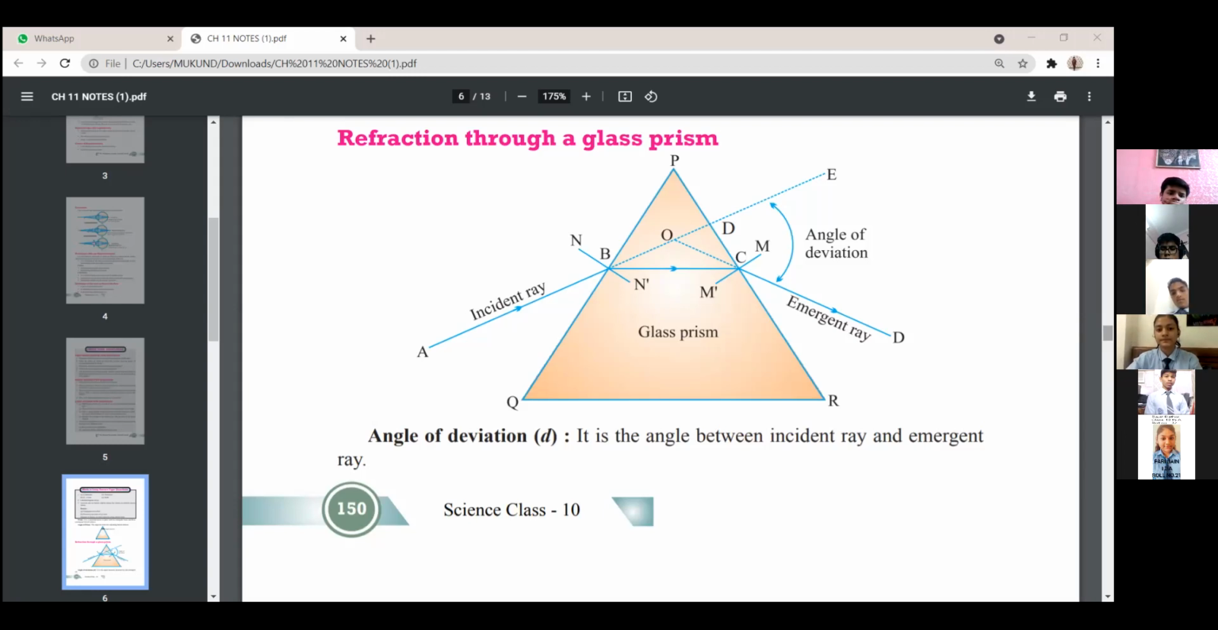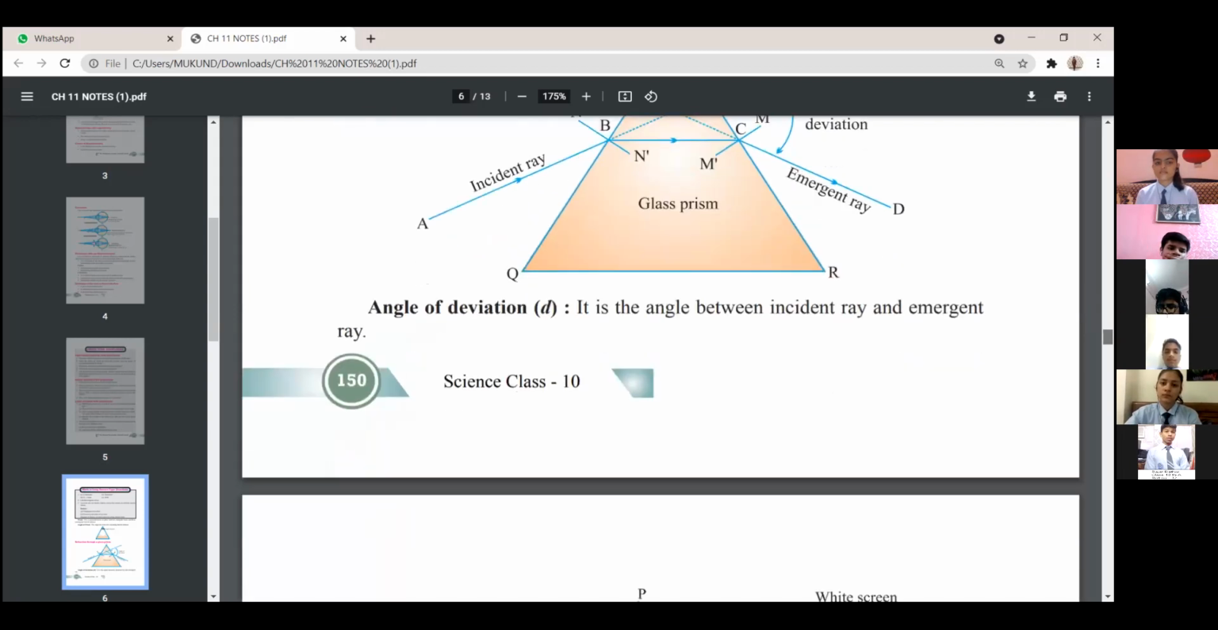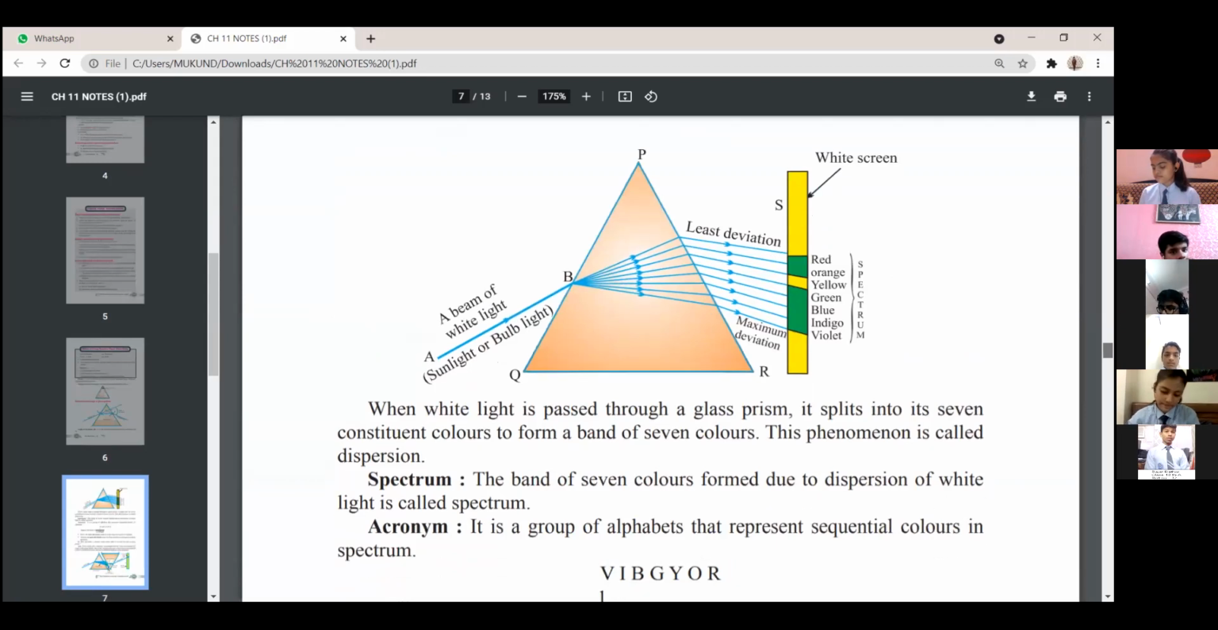So what is the angle of deviation? The angle of deviation is the angle between the incident ray and the emergent ray. All of you mark all these things in your NCERT activity 11.1. Right? Now what is dispersion?